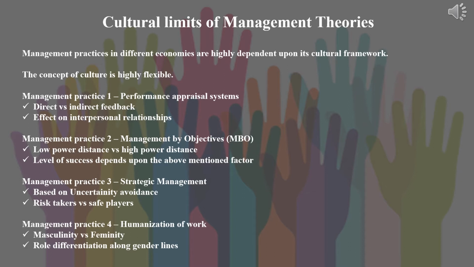In an MBO system, supervisors and subordinates must agree on their respective goals. The system therefore presupposes a cultural setting where disagreements may be resolved through discussion as opposed to rules, which calls for a medium to low power distance. Additionally, the higher the power distance, the higher is the chance of a failure of MBO.